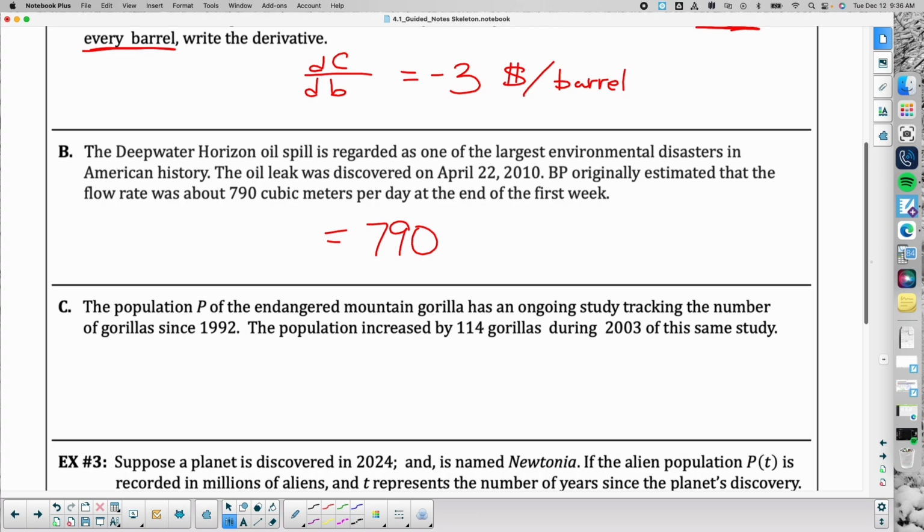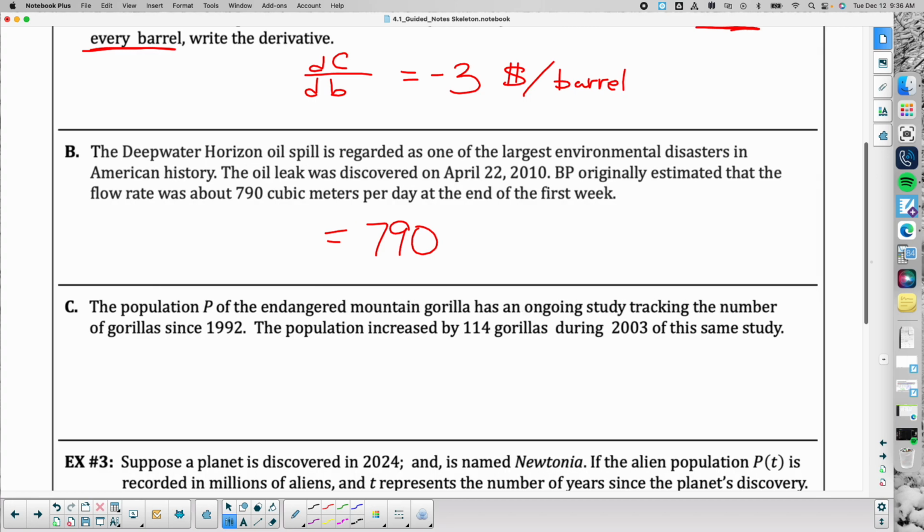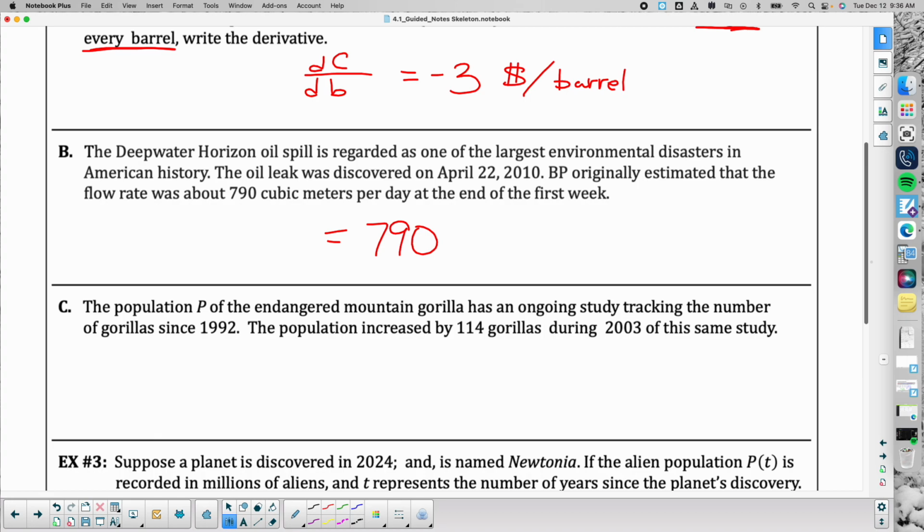Okay, what's the label on it? It literally tells you: cubic meters per day. So the word per is gonna be the dividing line. So cubic meters per day. It has to say somewhere what the information is. So cubic meters per day is 100% going to be what we label this.